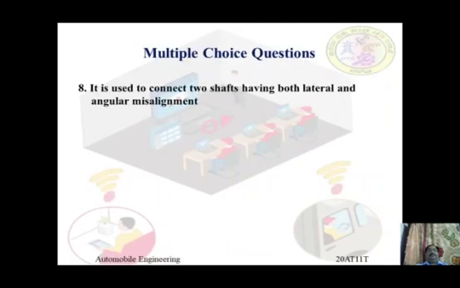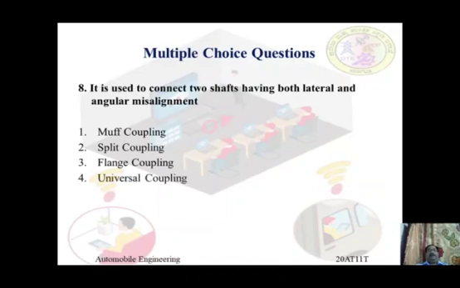Eighth one, it is used to connect two shafts having both lateral and angular misalignment. Options are number 1, muff coupling, number 2, split coupling, number 3, flange coupling, and fourth is the universal coupling.